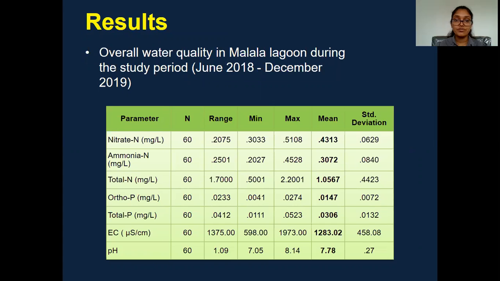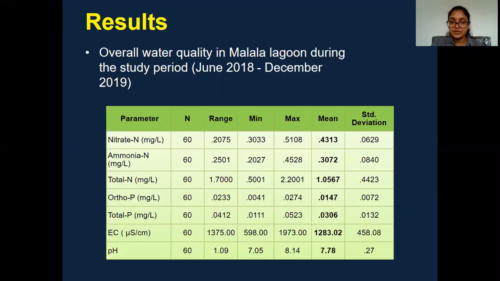Here you can see the overall water quality in Malala Lagoon during the study period. Here the nitrate nitrogen concentration was recorded as 0.4313 milligrams per liter and the ammonia nitrogen concentration was recorded as 0.3072 milligrams per liter and the total nitrogen concentration was recorded as 1.0567 milligrams per liter.